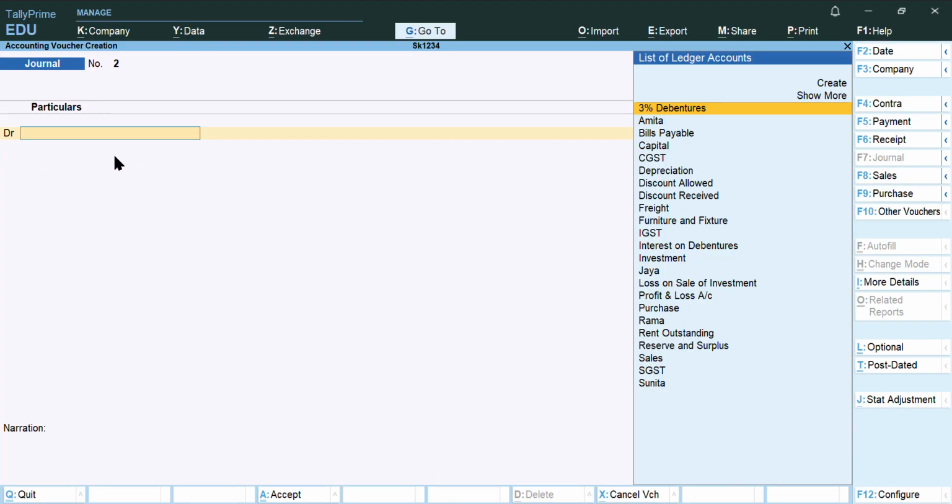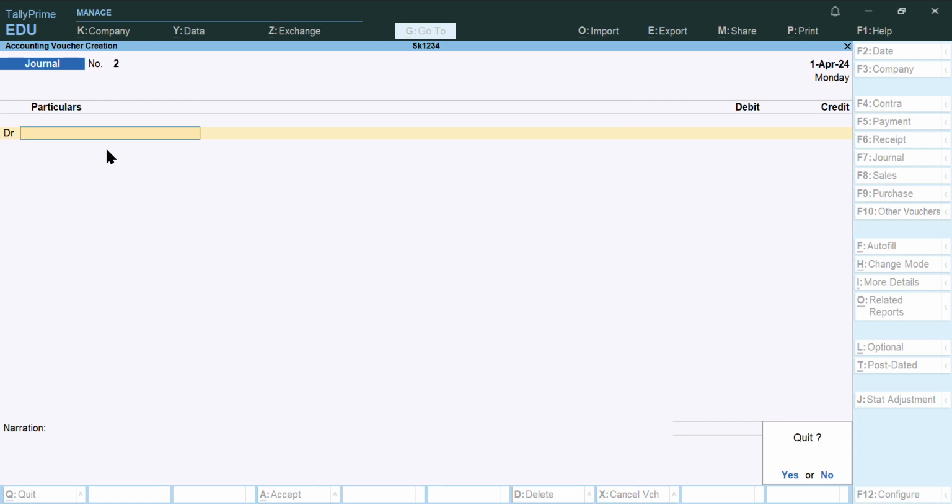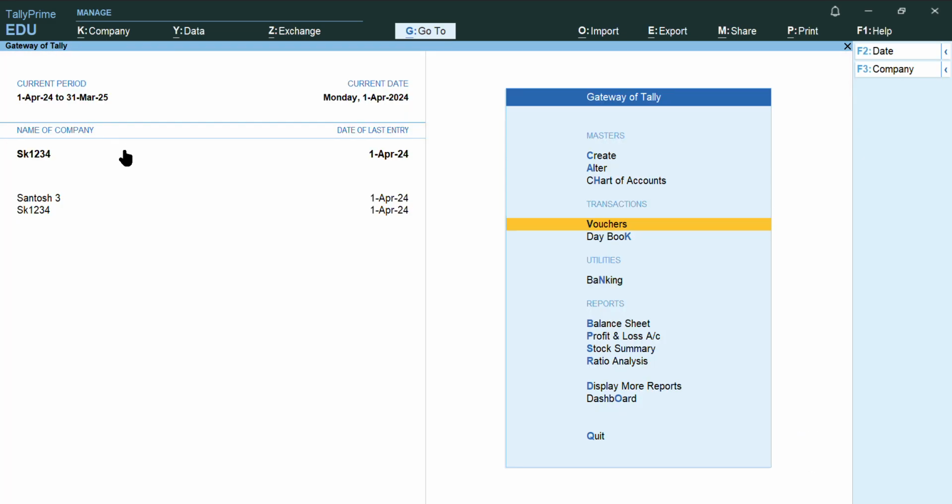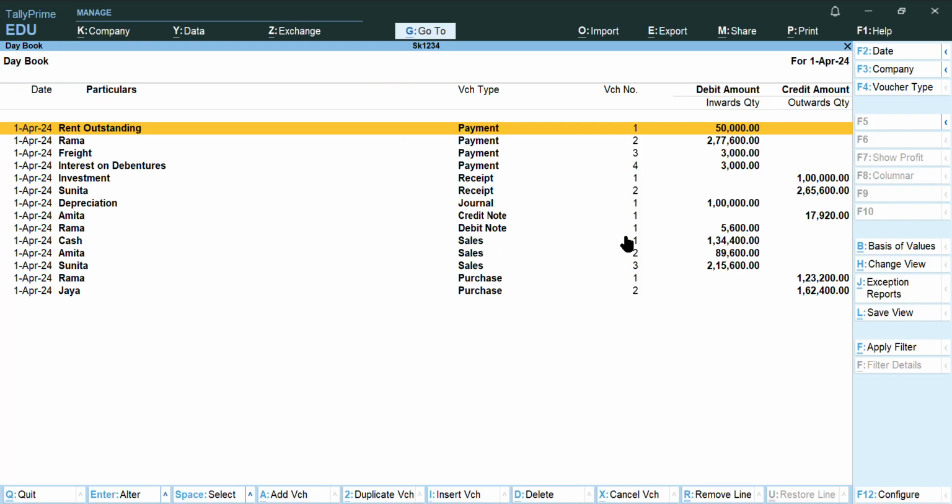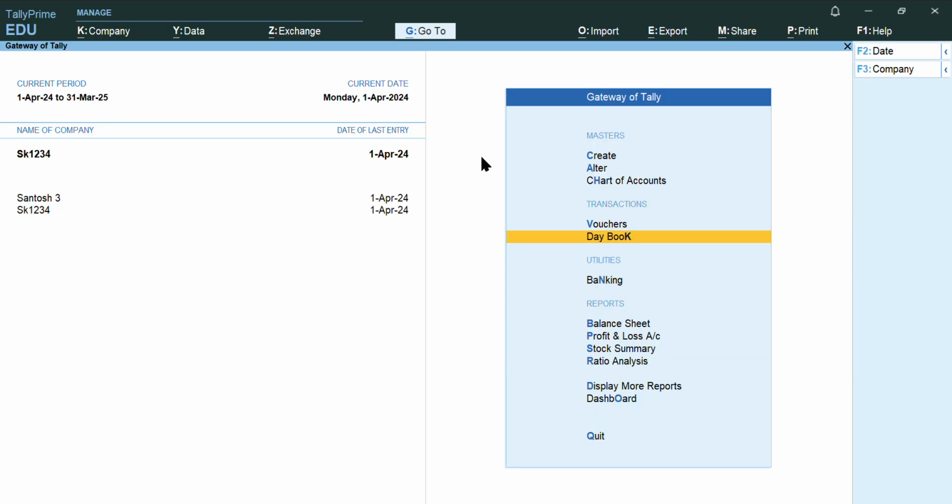Alright, so all the entries are now done. Now press escape. If you want to check whether all entries have been done, we come here and you can check all your entries here. Now the company has been created, masters have been created, voucher entry has been done. Now the last step is drawing the reports.